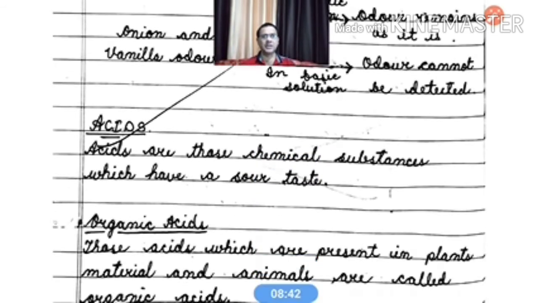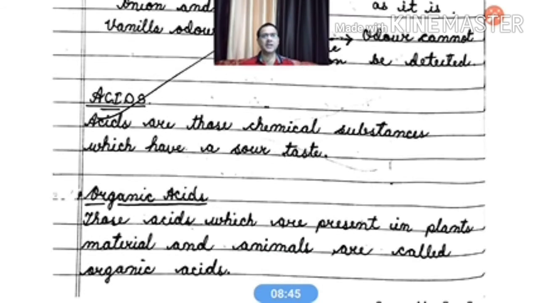Now we see some points about the acids. Acids are those chemical substances which have a sour taste. The simplest definition of acids we give: acids are those chemical substances which have a sour taste. Sour means खट्टे, SOUR. Many acids are there which we cannot drink or put in our mouth, but some acids are edible and we can take them with lunch and dinner also, like vinegar or sirka. Vinegar or sirka, that is the edible acid.